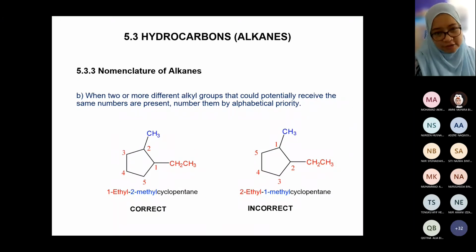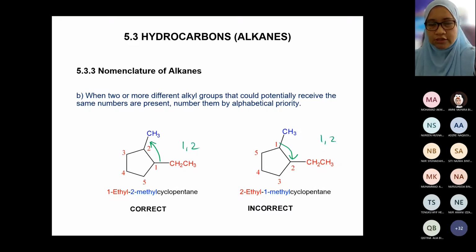Another thing that you have to consider adalah bila you check, you try numbering lah to get the lowest number possible, kan. This one you start from here. Yang this one pula you start from here. Okay, kita prioritizekan the substituents. Either way pun you get 1, 2. This is also 1, 2. It's just that for this one, ethyl will be at carbon number 1, methyl will be at carbon number 2. This one terbalik pula. This one, methyl at carbon number 1, ethyl at carbon number 2.